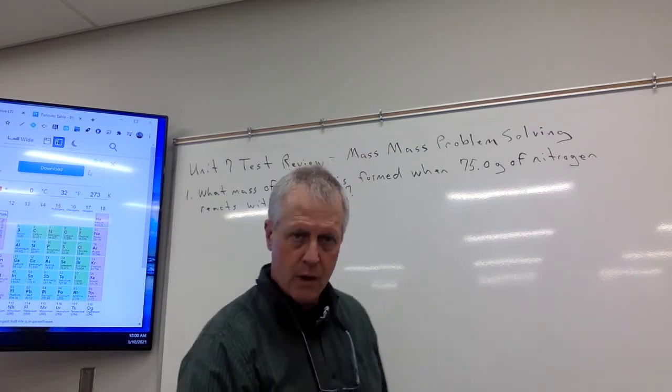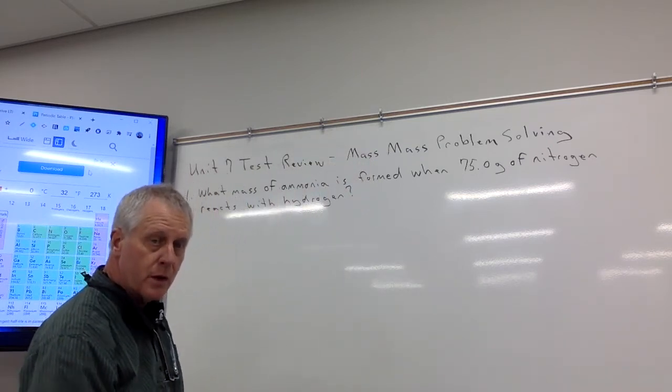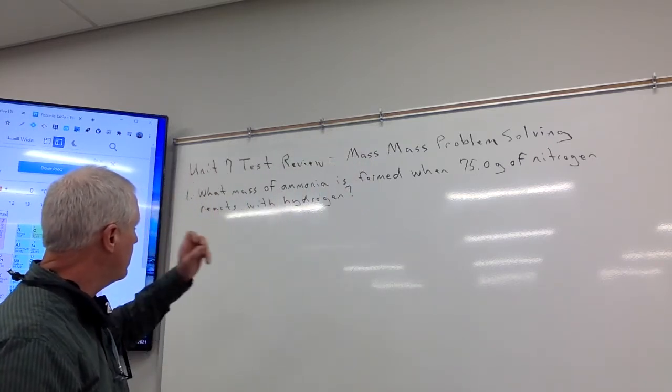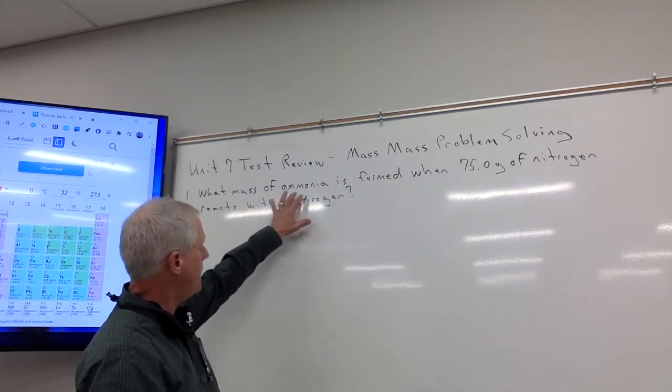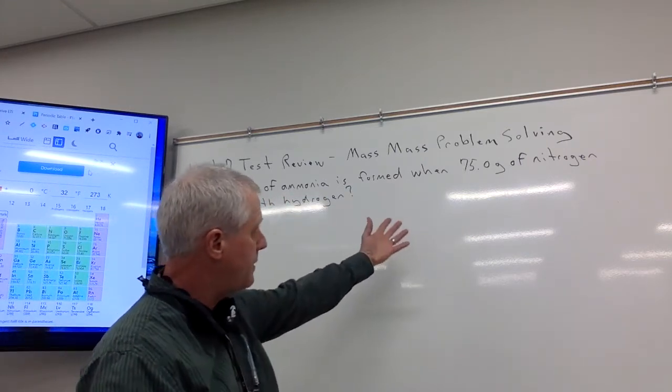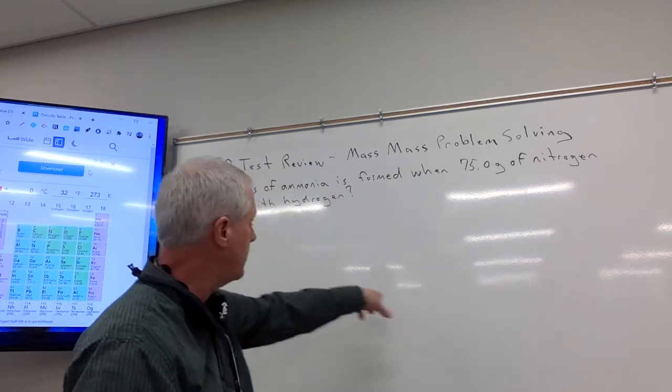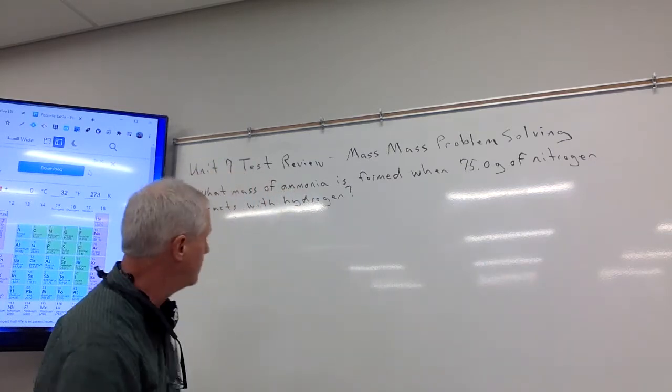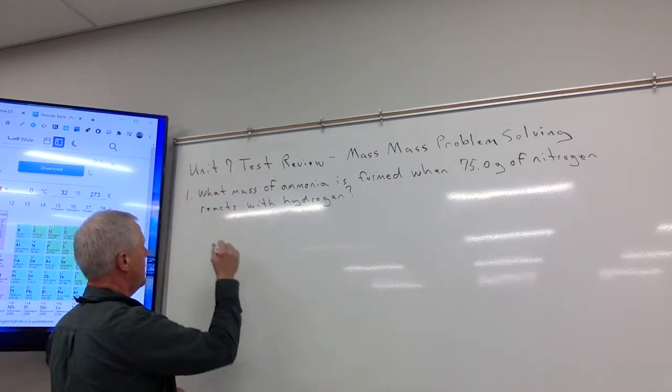So this is off of the review sheet for our test. And so what we have here is the problem reads: what mass of ammonia is formed from 75 grams of nitrogen gas reacting with hydrogen gas? So let's just get right to that.